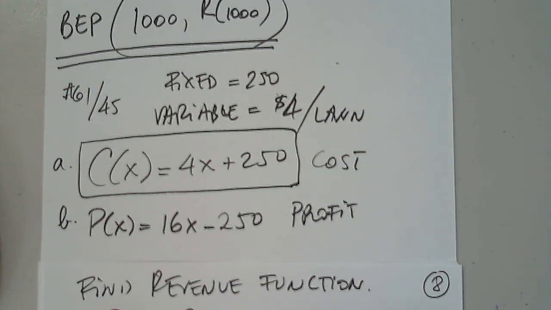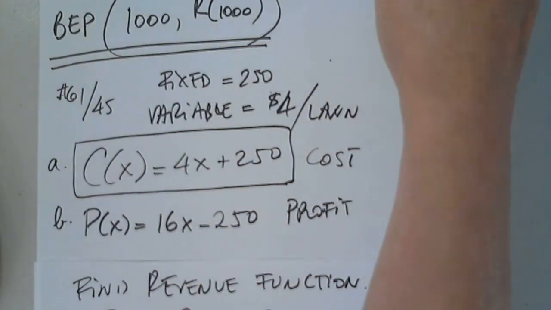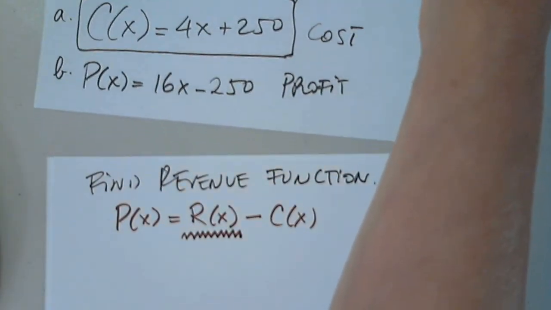Revenue, money coming in, minus cost, minus total cost. Awesome. We are asked to find this. How do I find the revenue? What should I do?